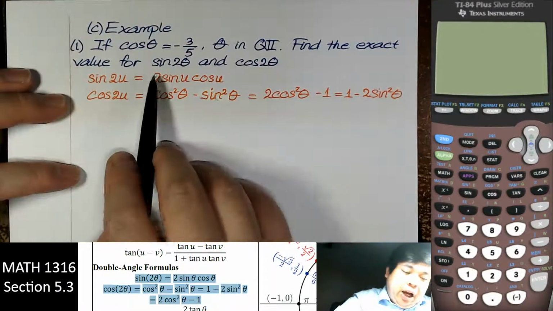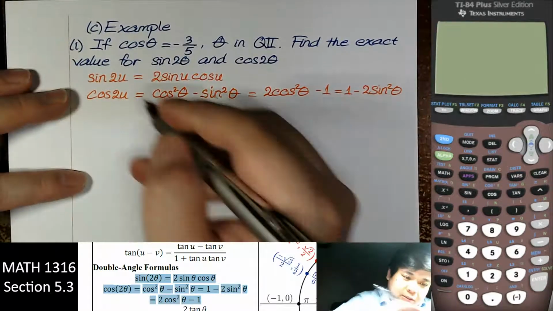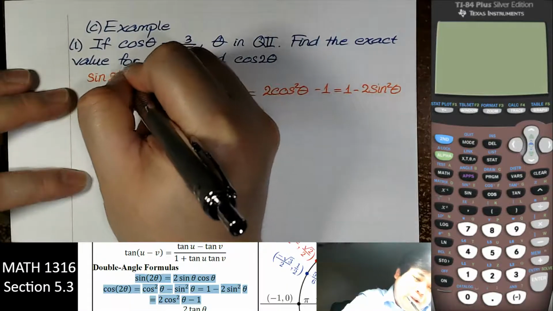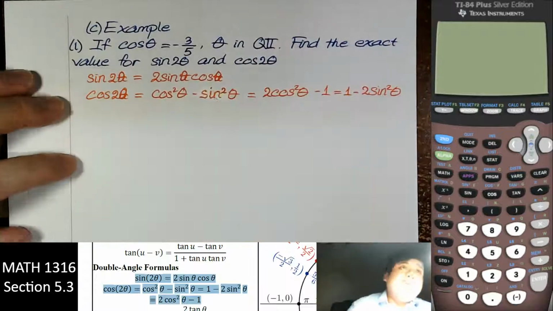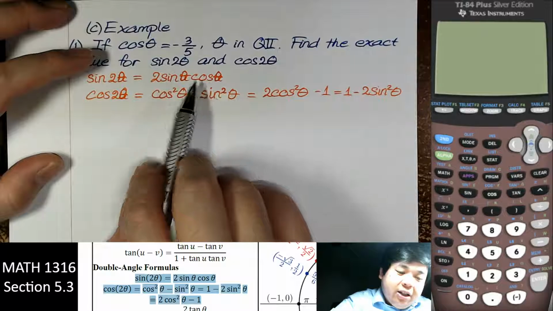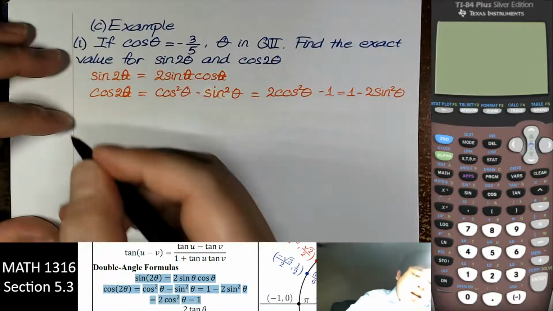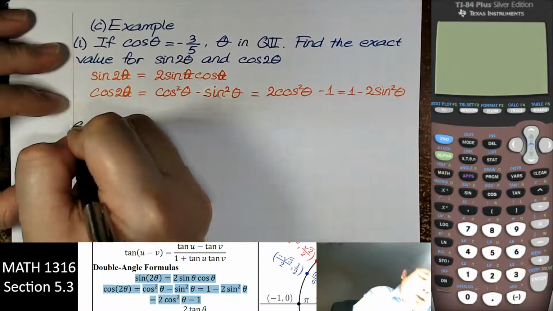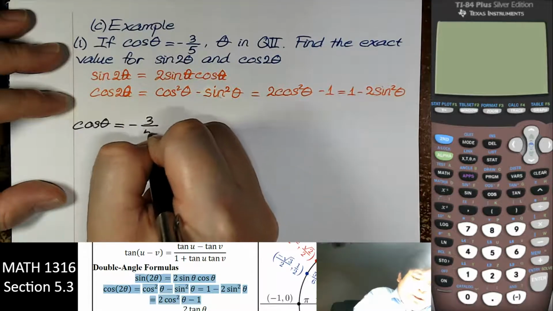So we are given cosine. Let's use theta instead of u. So we are given theta, cosine of theta. We don't know sine. So the first thing we have to do is find out what is sine of theta, because we do need the sine theta.